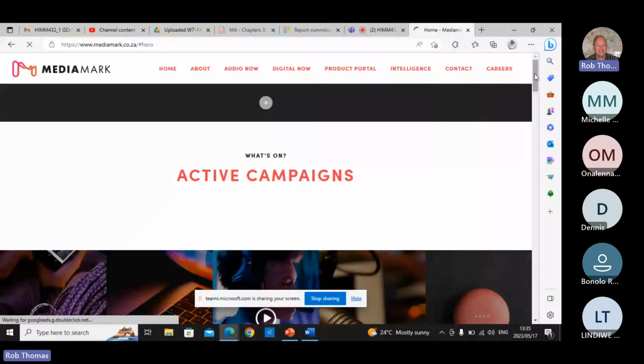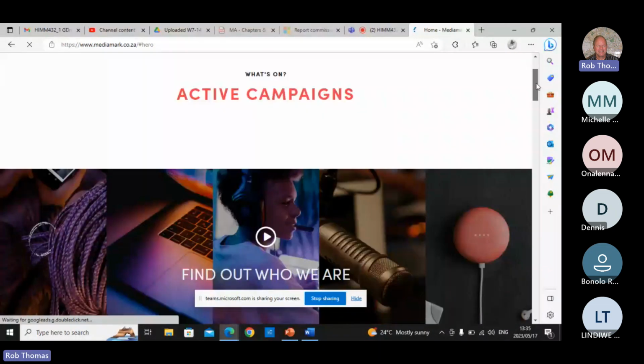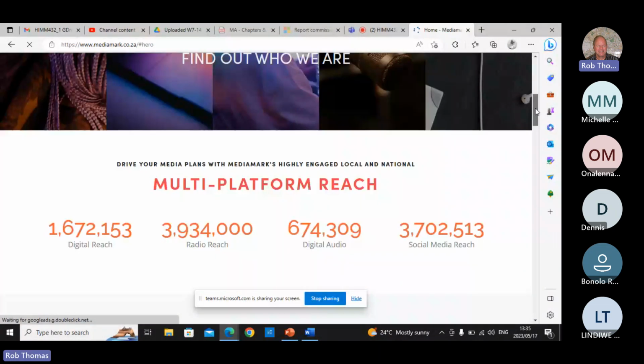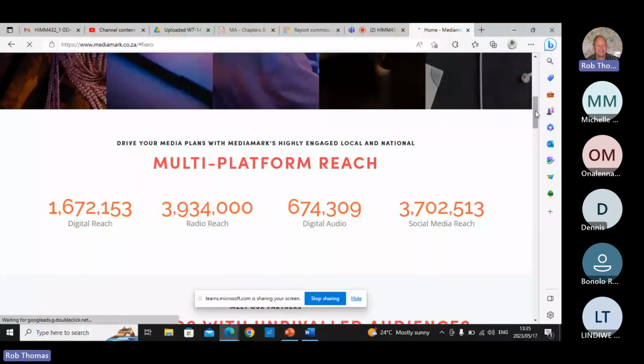And you can see over here, I quite like this. At the bottom, it says drive your media plans with MediaMark's highly engaged local and national multi-platform reach. And you can see digital reach 1.6 million, radio reach 3.9 million, digital audio 674,000, and social media reach is 3.7 million.